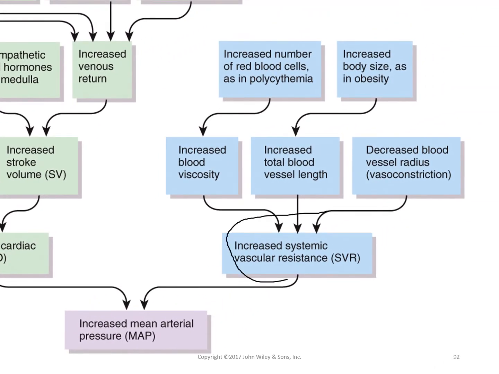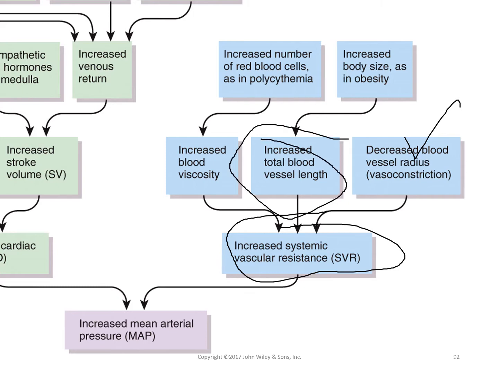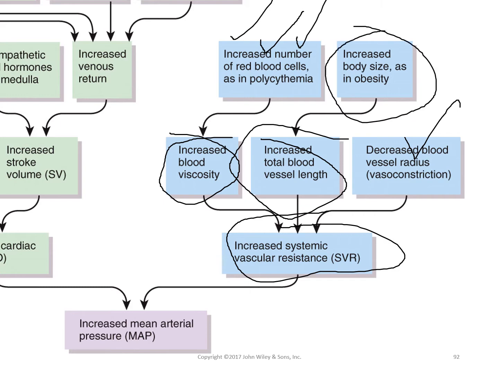What makes the systemic vascular resistance go up? Basically, blood vessels vasoconstricting, an increase in the total blood vessel length, and also thickness of the blood. The thickness of the blood can be influenced by the number of red blood cells per microliter, and also increase in body size, as in, for example, obesity.